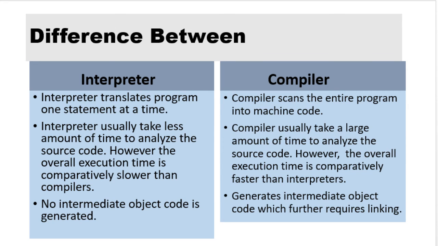A compiler scans the entire program and translates it into machine code. A compiler usually takes a large amount of time to analyze the source code. However, the overall execution time is comparatively faster than interpreters. It generates intermediate object code, which further requires linking.